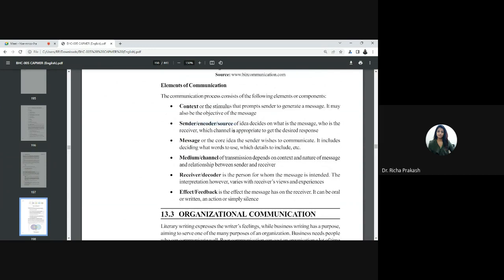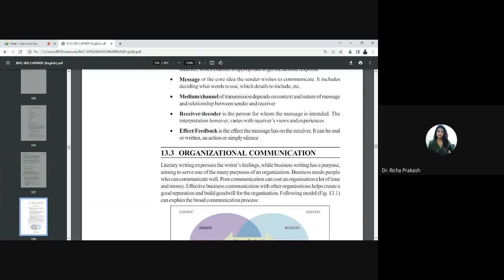Of course that's the same thing. Message has to be formed. It has to be given. Medium and channel. The medium that I'm communicating, or I'm lecturing you right now, is actually English, and the way I'm communicating is online, using the internet. Receiver and decoder, of course, the person who has received has to decode, and then the effect and feedback.